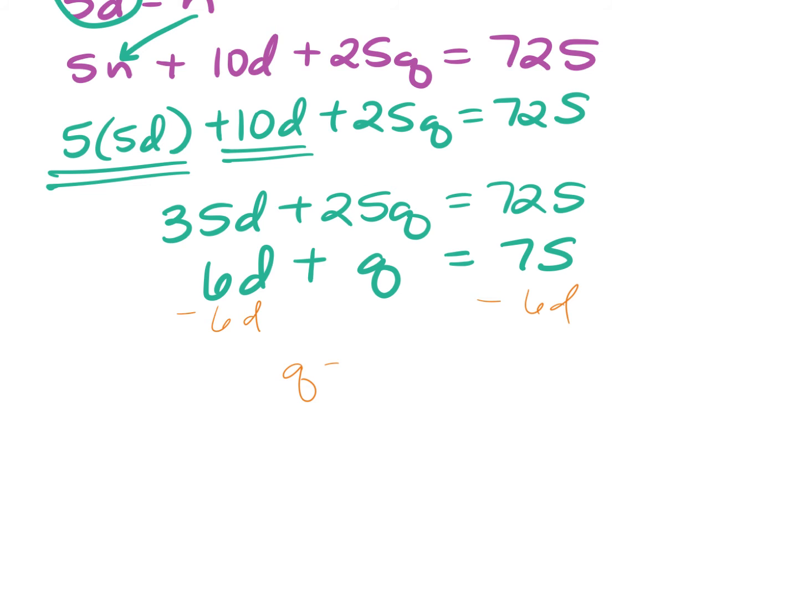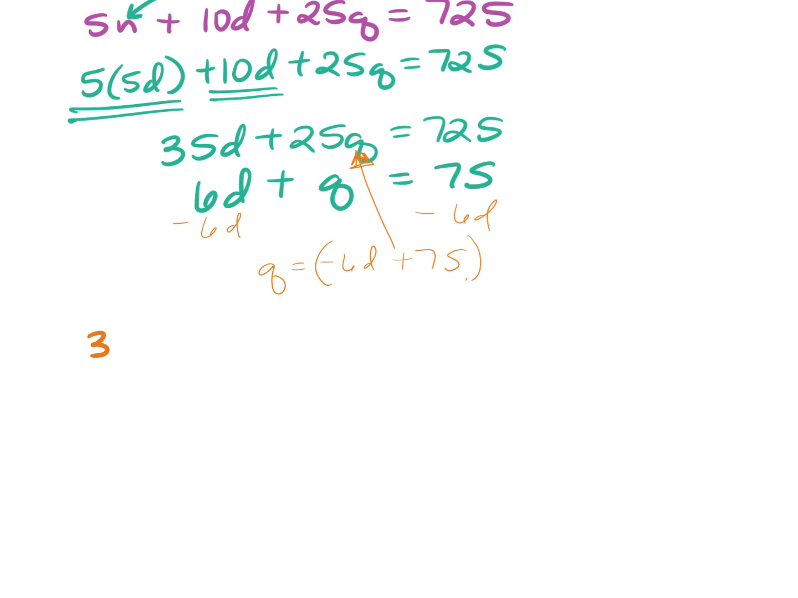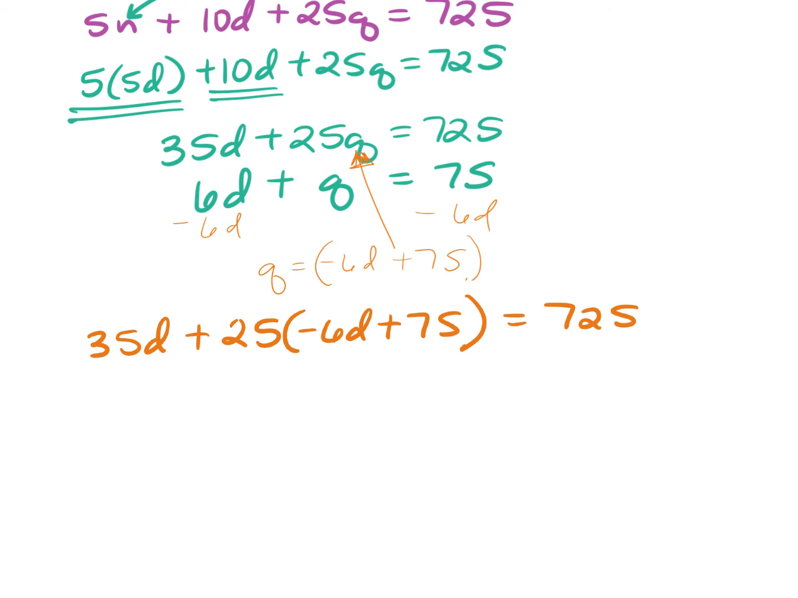So Q equals negative 6D plus 75. So now we're going to take that and plug it into that first equation. Okay, so we get 35D plus 25 times negative 6D plus 75 equals 725. Okay, distribute this. What is that?